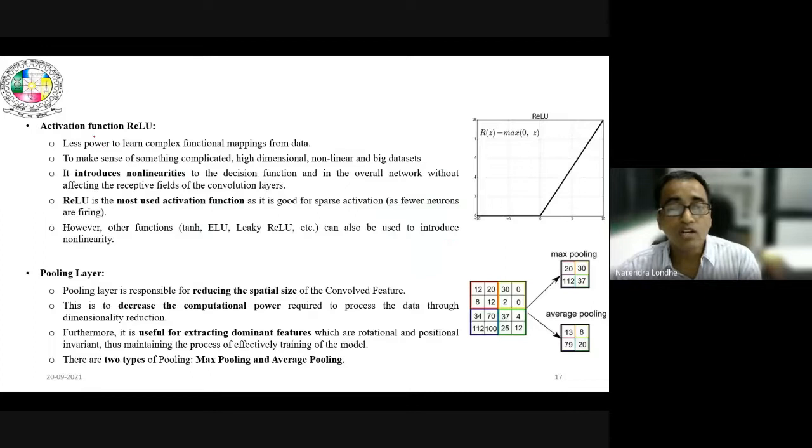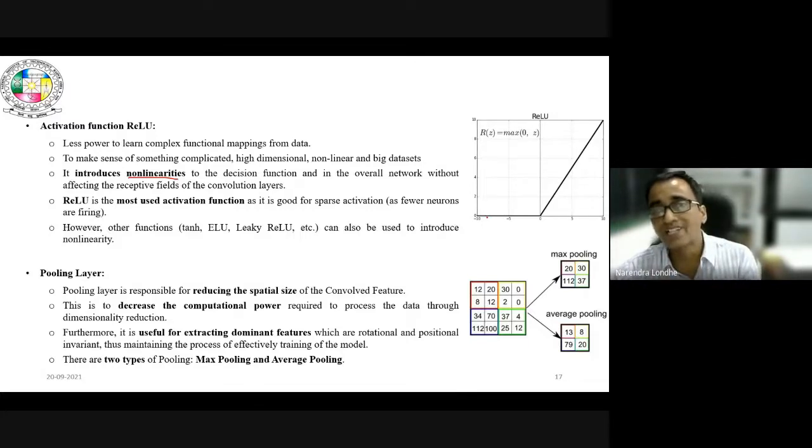And then there is the activation function. As I told you, the ReLU activation function, rectified linear unit. What is the advantage of this? It introduces non-linearities to the decision function, and the important thing is that whatever the negative values are there, it actually omits those values, right?